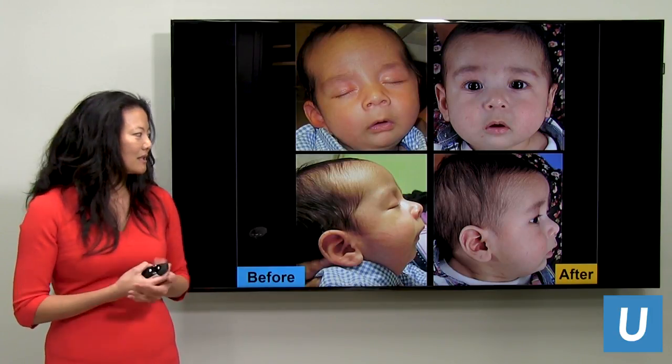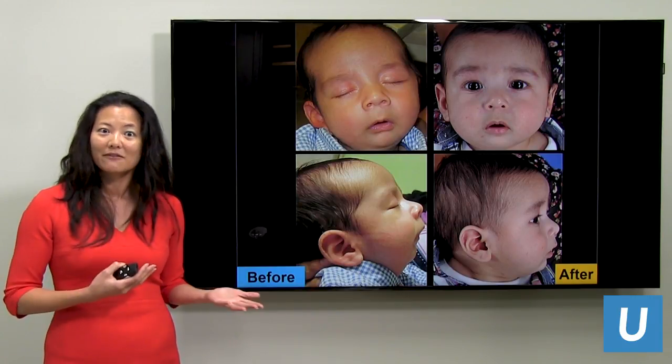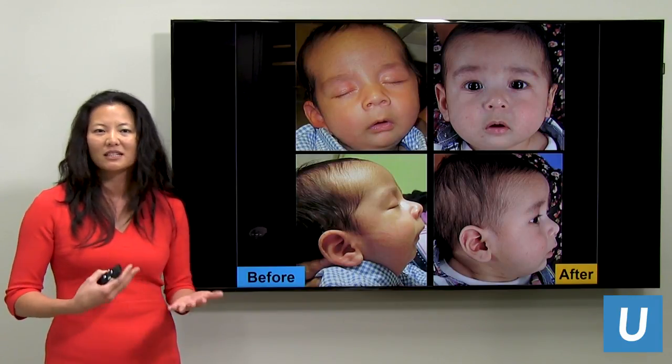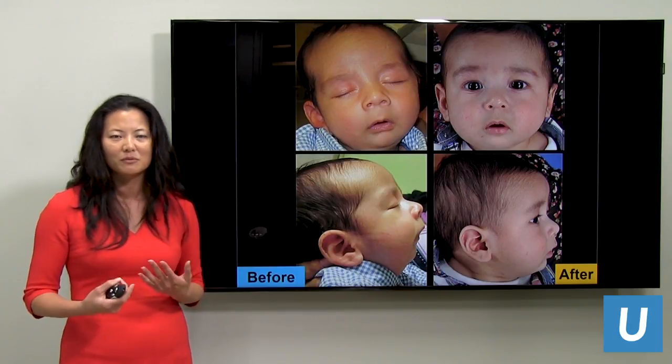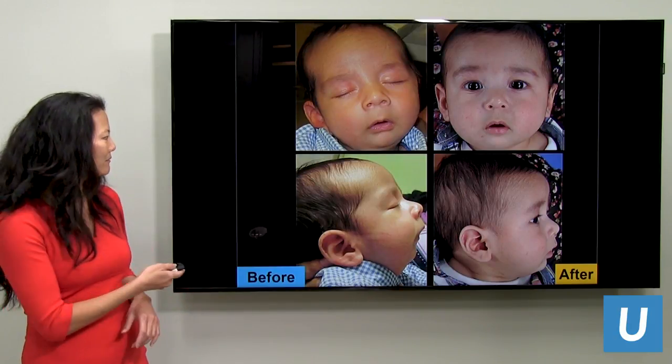But I tell this story because basically she saved his life, because it wasn't completely obvious. He's in the moderate range. He's not super severe, but he's definitely not mild.